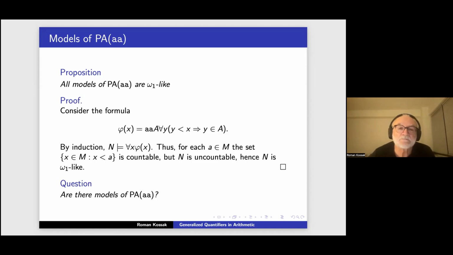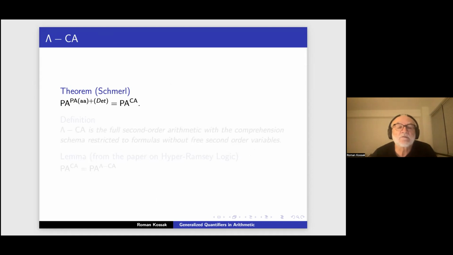So this will be answered after proving the analog of the theorem that Schmerl and Simpson proved for PA squared. If you look at the Peano consequences of PAA plus the DET schema, so this is the theory of all models of PAA that are finitely determinate, and we do know that there are some. The strength of this theory is exactly the theorems of PA that are provable with the full comprehension scheme, CA.